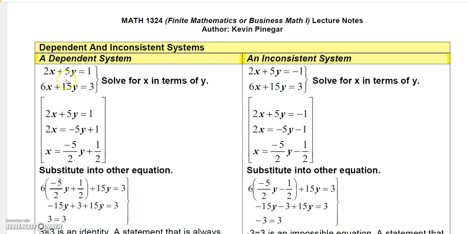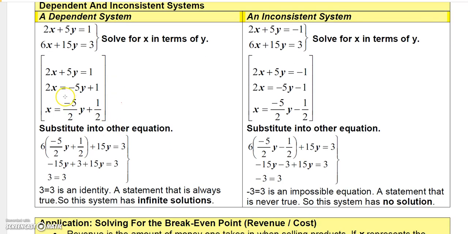So I'm going to solve this system by the substitution method. Substitution is probably not the best way to solve this system, but since that's all I have right now, that's what I'm going to use. So I'm going to take the first equation, 2x plus 5y equals 1, and I'm going to solve it for x. If I move the 5y to the other side, then I'll get 2x equals minus 5y plus 1. And then divide everything by 2, and that'll give me x equals minus 5 halves y plus 1 half.